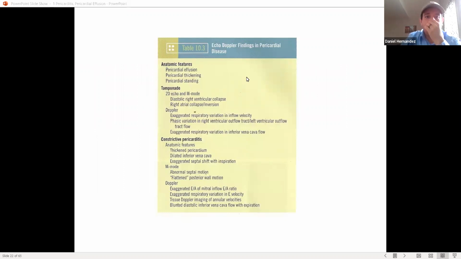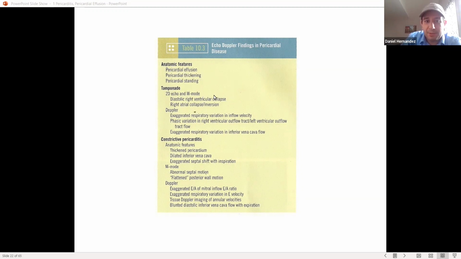These are some echo Doppler findings in patients with pericardial disease. Some anatomical features could be the presence of pericardial effusion, pericardial thickening, echogenicity of the pericardium, and stranding. Now the findings we could see in patients with cardiac tamponade.